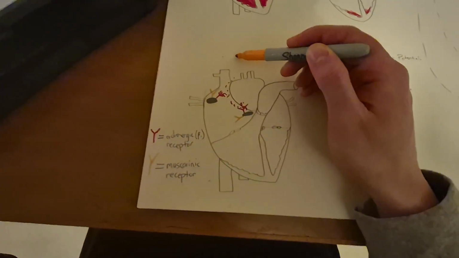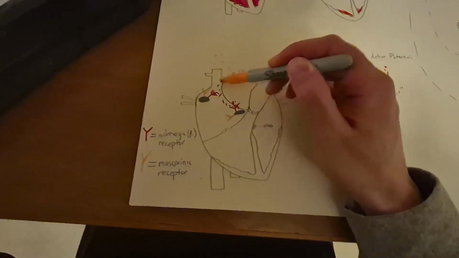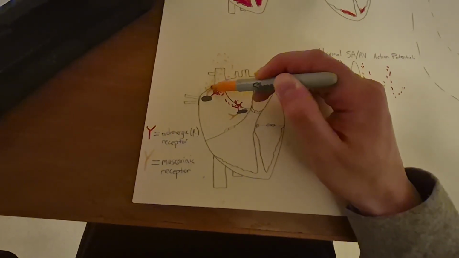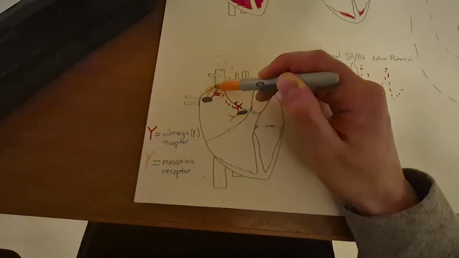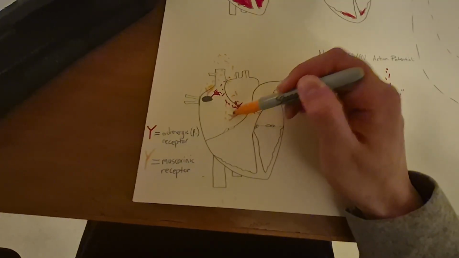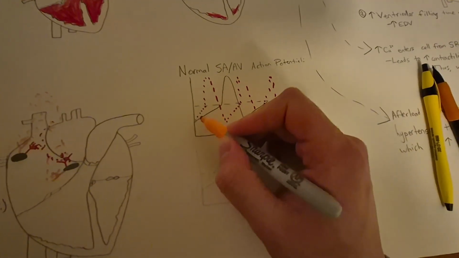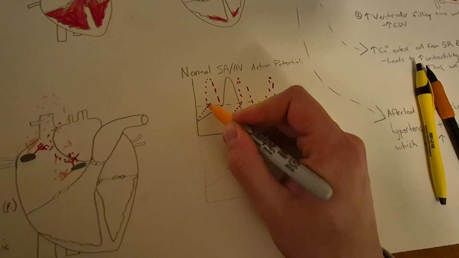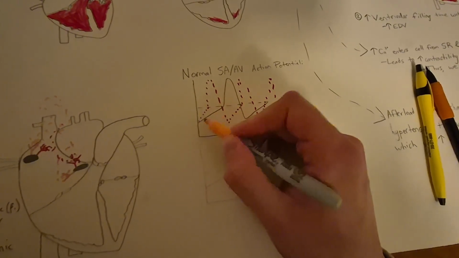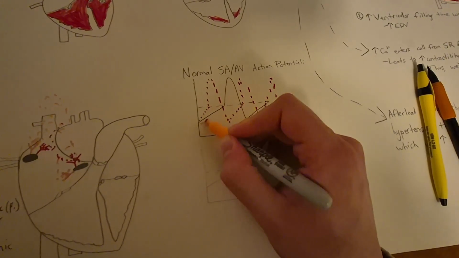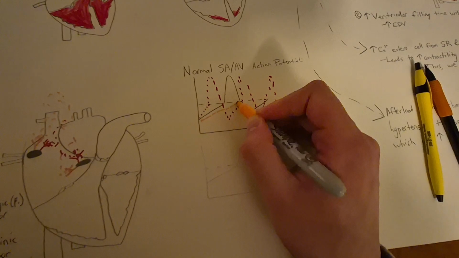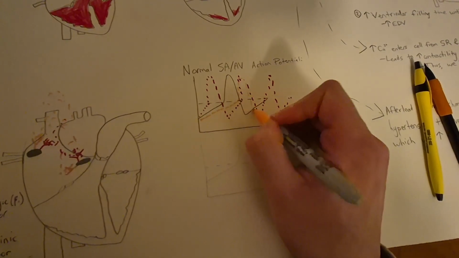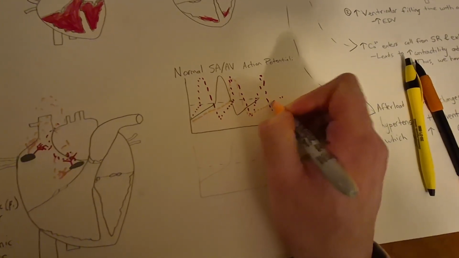So you have your ACh, which is going to come in and bind to muscarinic receptors on the SA node, and on the AV node it's going to bind to the muscarinic receptors. And then what it's going to do to the action potential is slow it down. So instead of looking like the normal one or looking like the sympathetic one, it's going to look like this. We're going to take longer to hit threshold.